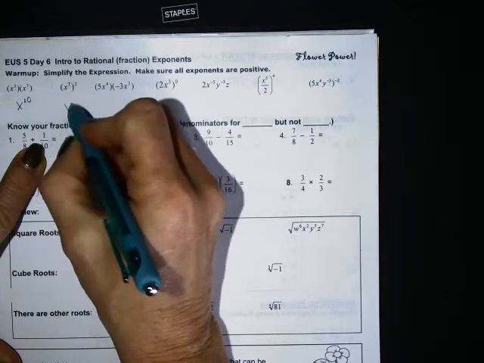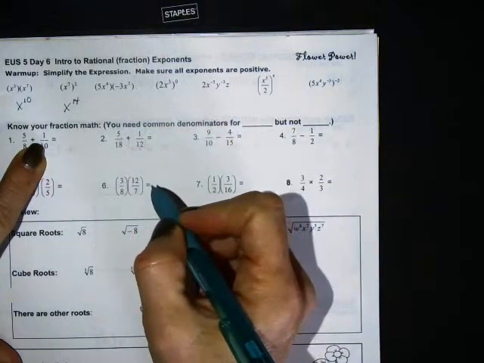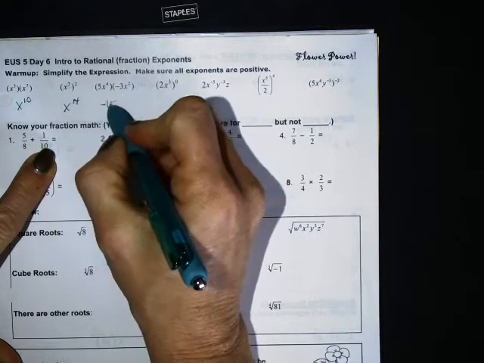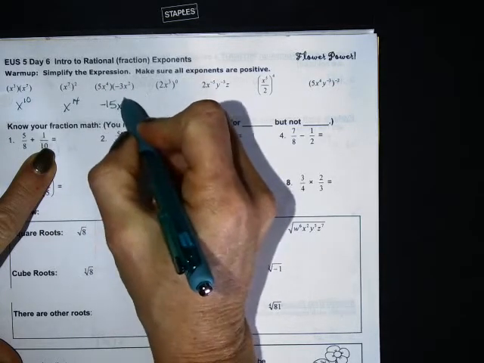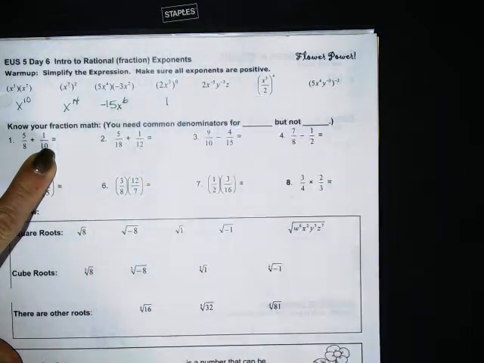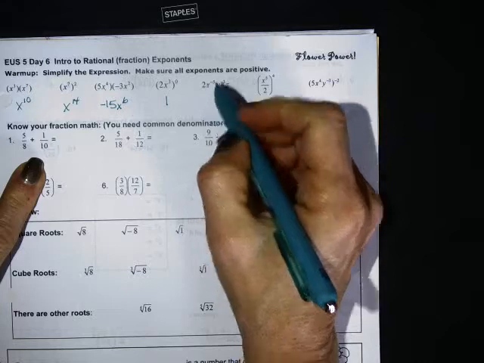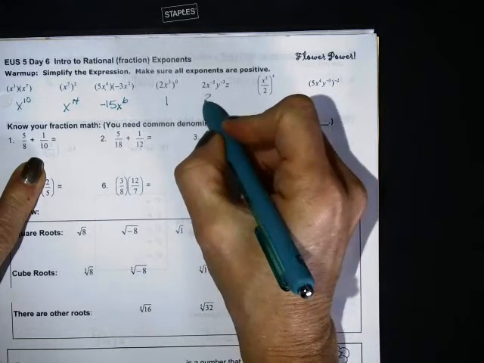Power to a power, you multiply. This you're just going to multiply 5 times 3 is negative 15. Add your exponents again. Anything to the 0 power is 1. This problem, negative exponents change location. The 2 is not with it, so it stays in the top.